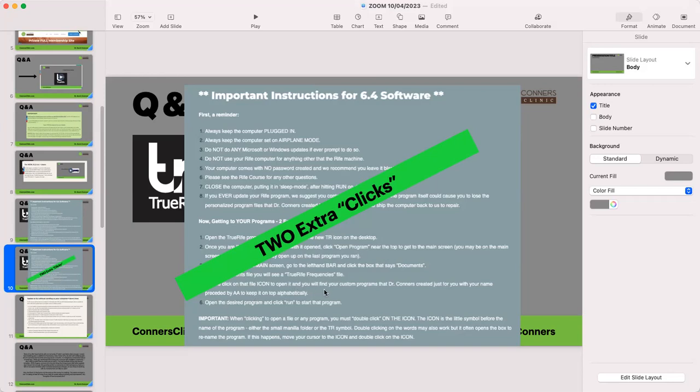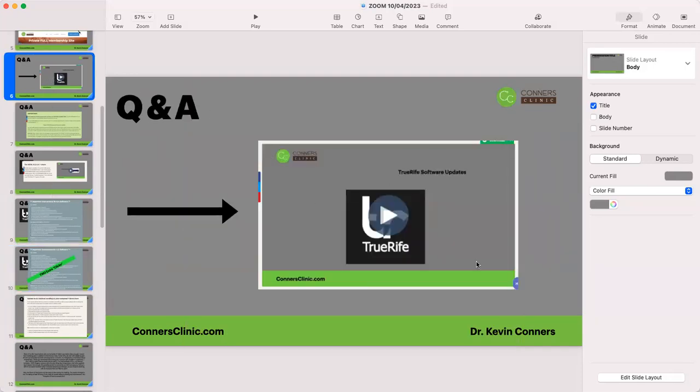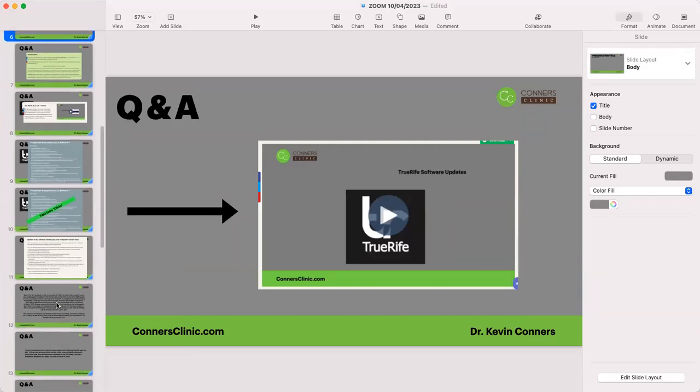You have to open up the open program of your TrueRife. Then you have to go to documents on the left-hand side. And in documents, you'll see a folder that says TrueRife frequencies that either you or I created. And in there, you'll see your personal program. And if you're still running 6.0, you're wondering what in the world I'm talking about, well, you have to watch this video to understand that. So no more time on that.